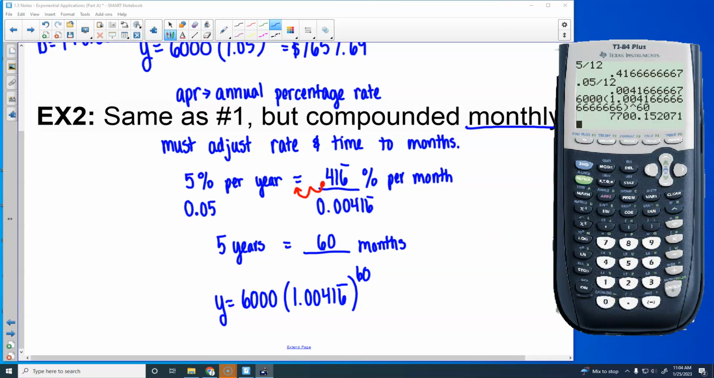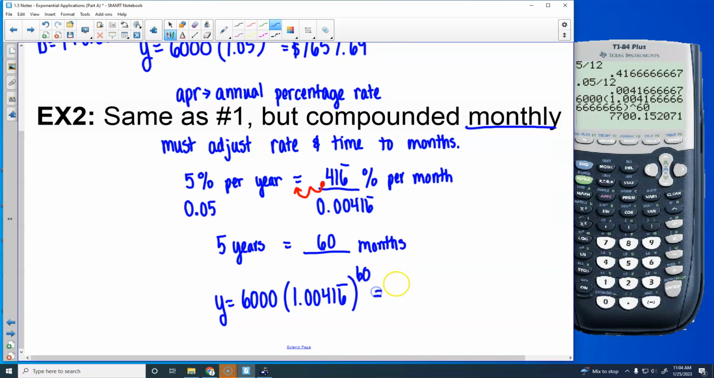And we get 7,700.15. So $7,700.15. So you can see you get about 43 extra dollars just by compounding monthly.